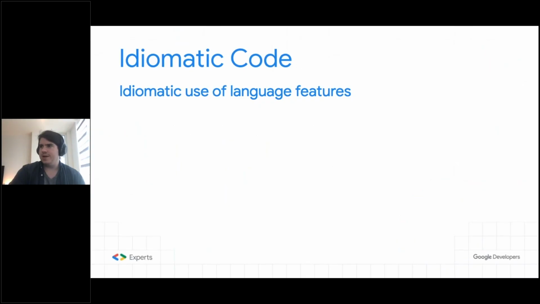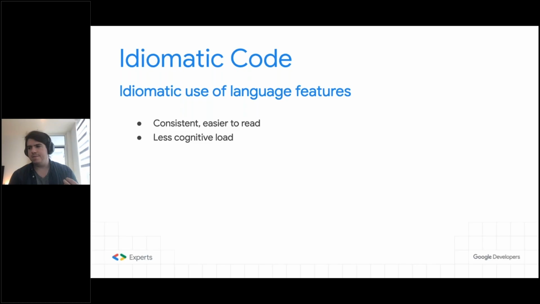So what might be these idiomatic code features? We have benefits like being consistent, easy to read, and less cognitive load. This means it takes less brain power to actually understand what's going on on the screen, the things you're reading. Less ambiguity. It's much clearer what's going on. You don't have to make any assumptions or do some further investigation. Function over style.